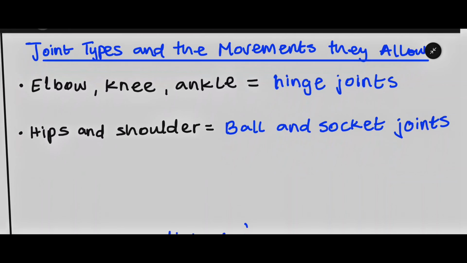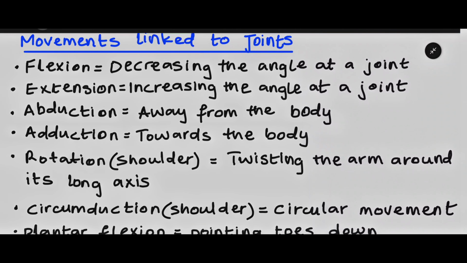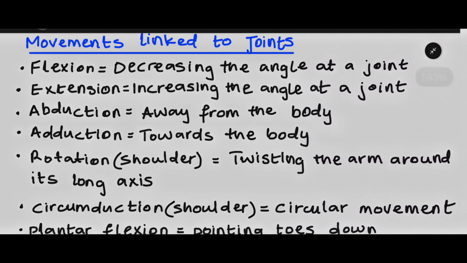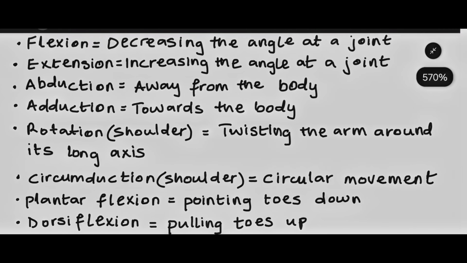Now let's look at different types of movements and their definition. These are the different movements you need to know, and also where they are found in the body. So flexion, whenever there's a decrease in angle at the joint, that's flexion. Extension, wherever there's an increase in the angle of the joint. Abduction is when the limb is moving away from the body. Adduction is when your limb is moving back towards the body.